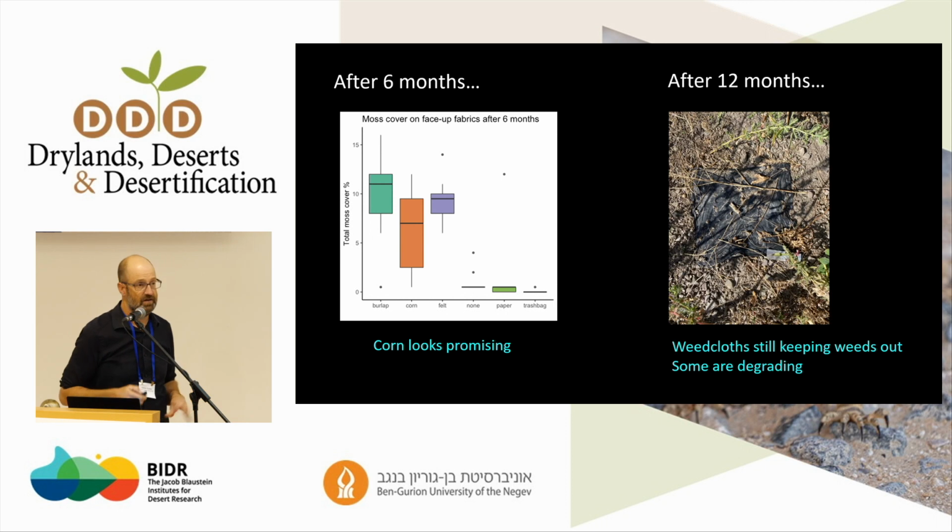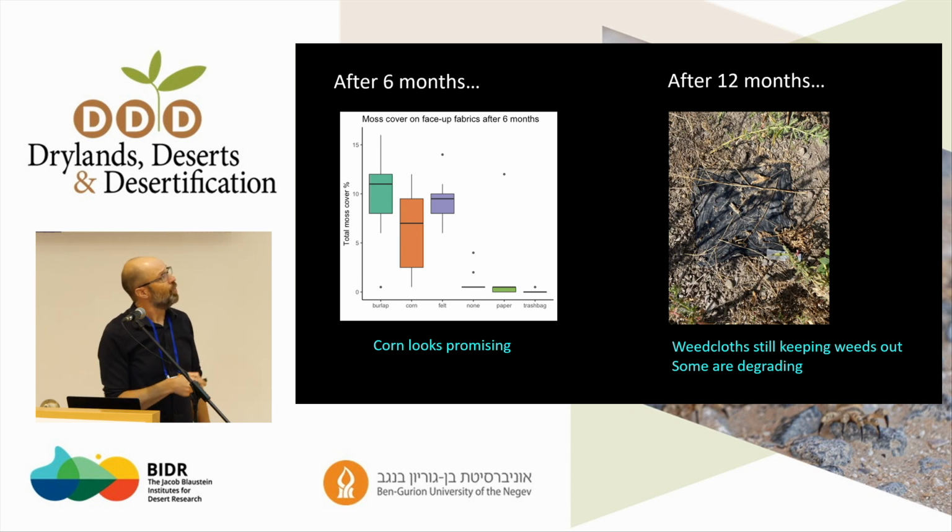So these results are very preliminary, and we did moss side down cloths and moss side up cloths, so we kept that part of the experiment. And I can only tell you what's going on the face up ones because we can't see what's underneath most of these. But what we can see after 6 months is that some of the fabrics are not retaining very much moss, but some are. And of the biodegradable materials, it looks like the corn is promising. It's not quite as good as the burlap, but it's pretty good compared to some of the others.